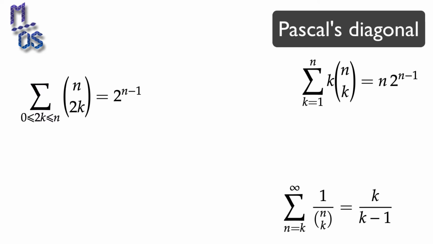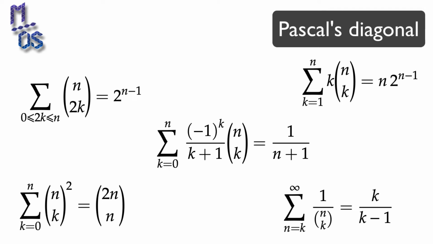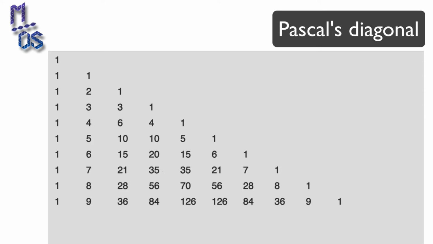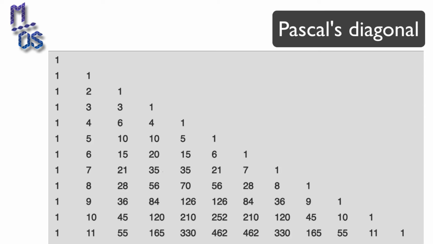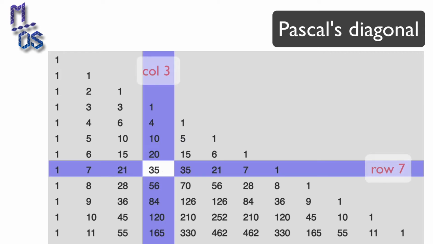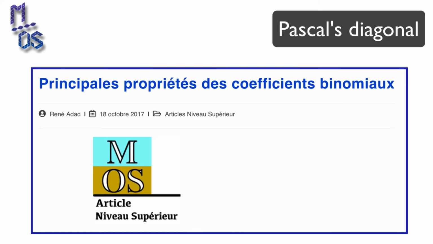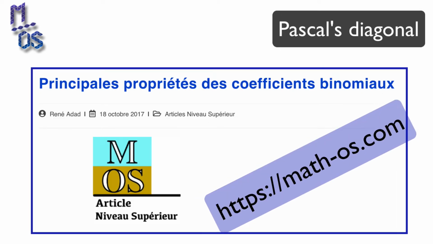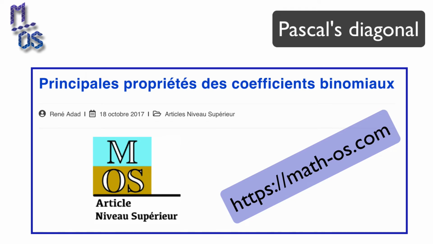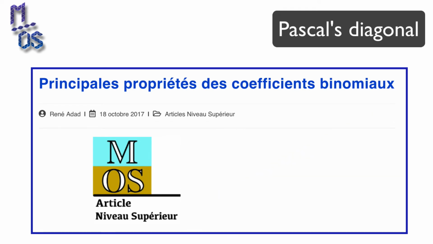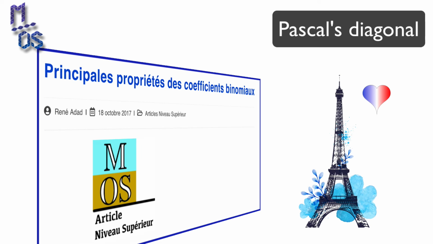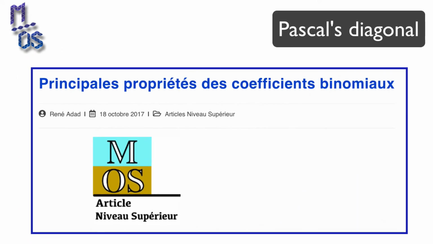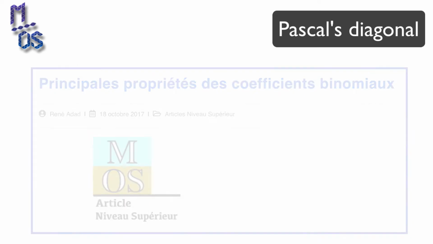There are plenty of nice-looking formulas leading to explicit expressions for sums involving binomial coefficients. Here is the famous Pascal triangle, an infinite array which contains the values of all binomial coefficients. If this looks unfamiliar to you, I suggest you read a post on my blog math-os, which introduces all the necessary stuff. But you should be warned, all of this is written in French.